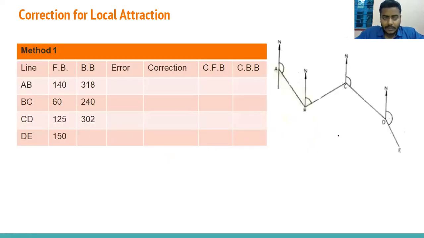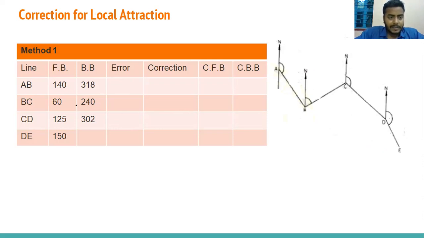In the question I discuss, okay, question number 5 or 6, whatever. Correction for the local attraction. See, in this case lines AB, BC, CD, DA are given. The figure is also given. Fore bearing for the lines is given: AB 150 degree, 60 degree, 125, 150 degree. Back bearing is also given, right?